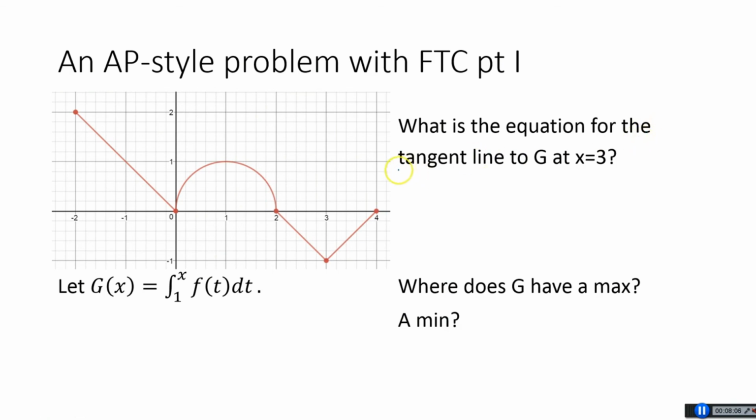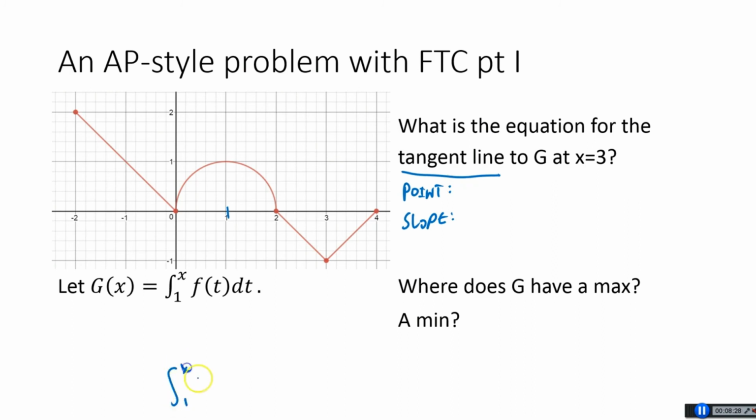What is the equation for the tangent line to g at x equals 3? Here's our g of x function. It hasn't changed. It's the accumulation function from 1 to x. So to find the tangent line, the rules don't change. We have a point and a slope. So I'm going to write out my tower of functions again.